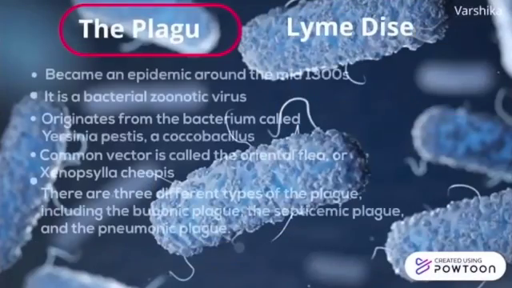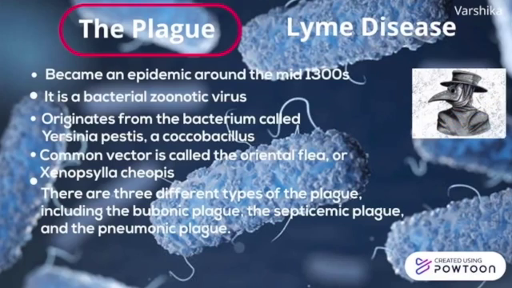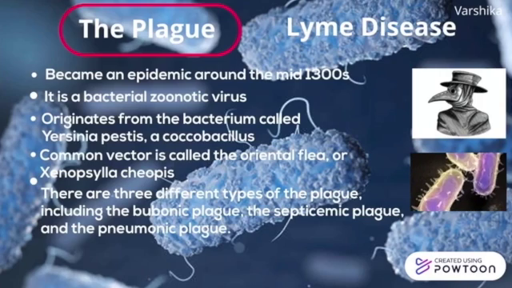The plague. The plague is a bacterial zoonotic disease beginning from a bacterium called Yersinia pestis, a coccobacillus. Its common vector is called the Oriental flea. There are three different types of the plague, including the bubonic plague, the septicemic plague, and the pneumonic plague.